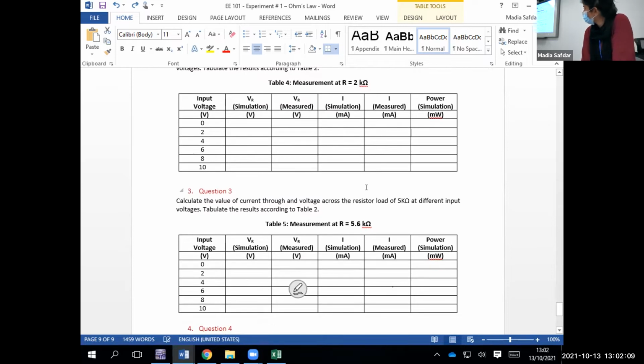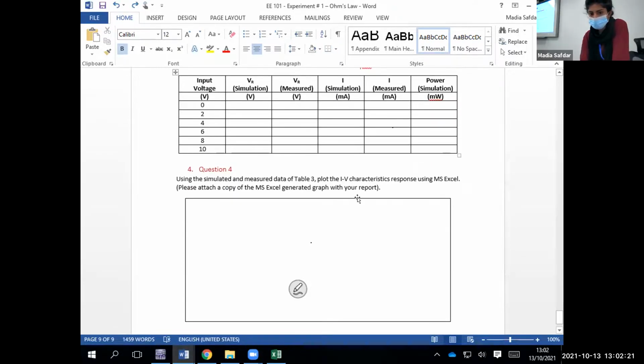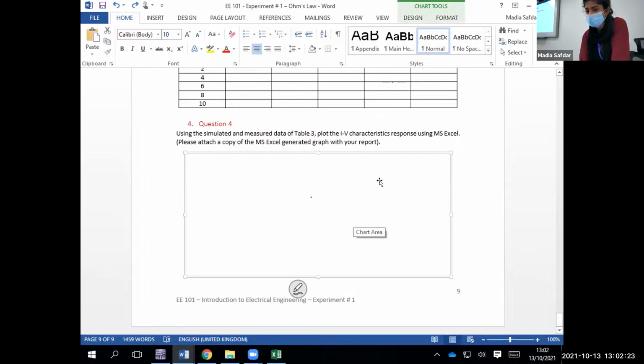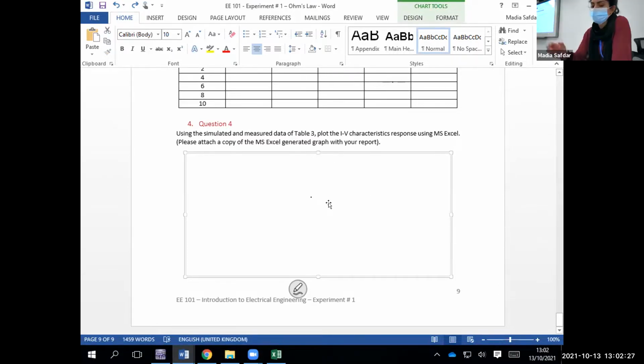And for the online students, you can leave this column empty, because you didn't do the measured. Then change the resistor value to 5.6, do the simulation, and here put the graph. For those who did it here, I want 2 graphs from you on the same plot, for the measured values and for the simulated values.